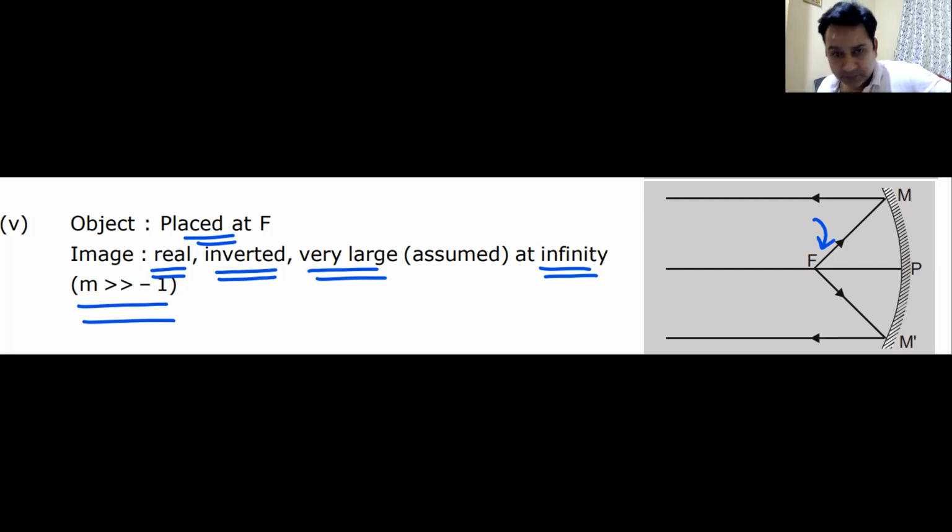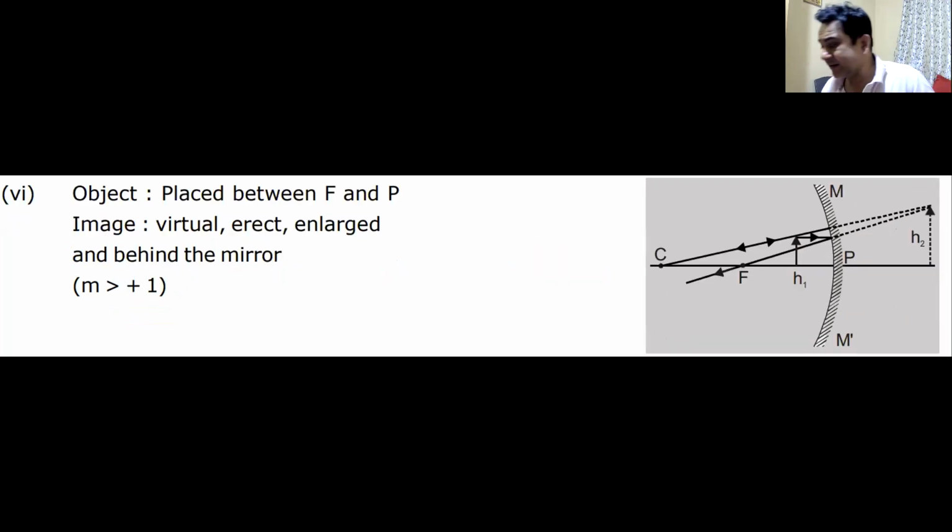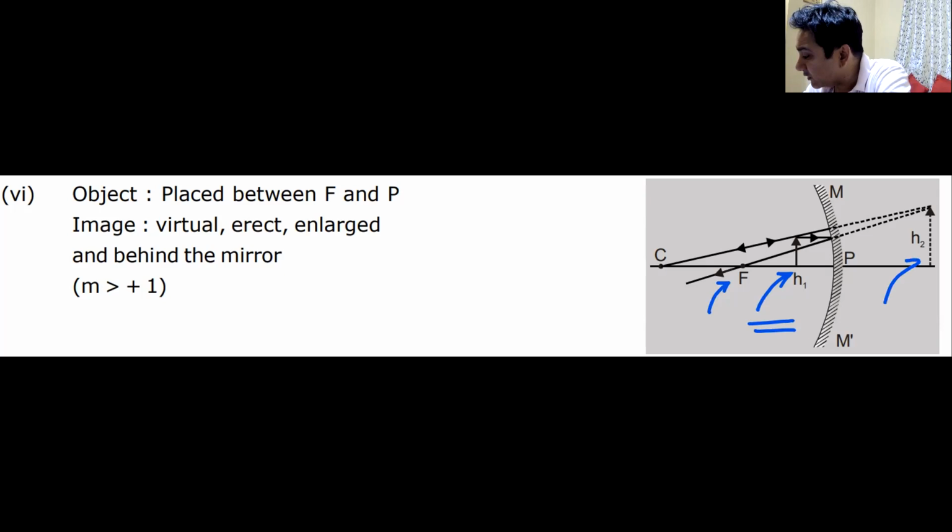I hope you have written down the previous case. Let us move on to the last case. In the last case, as you can see, the object is placed here. The focus is here. So the object is placed between the focus and the pole of the mirror. This is a very peculiar case because only in this case you find that the image is virtual and erect. This is the only case in which the concave mirror forms a virtual image.